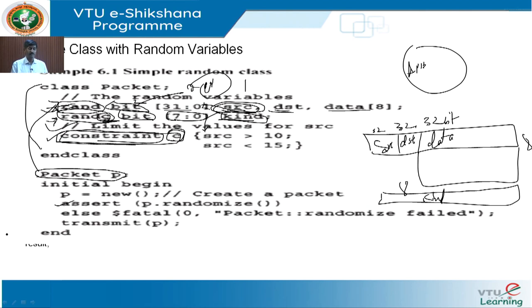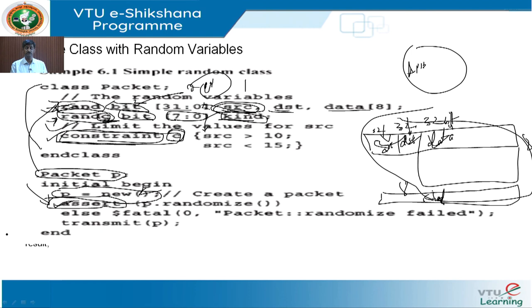Through calling this packet class here, I am defining it with a new creation; one packet I am creating with new. Once I have created a packet, I will insert the values into this packet, maybe a source value, a destination value, data, kind value, constrained values, etc. After that I will ask it to transmit. While transmitting, I will check for this assertion. Assertion is the technique where you are checking the random value generation for these variables.